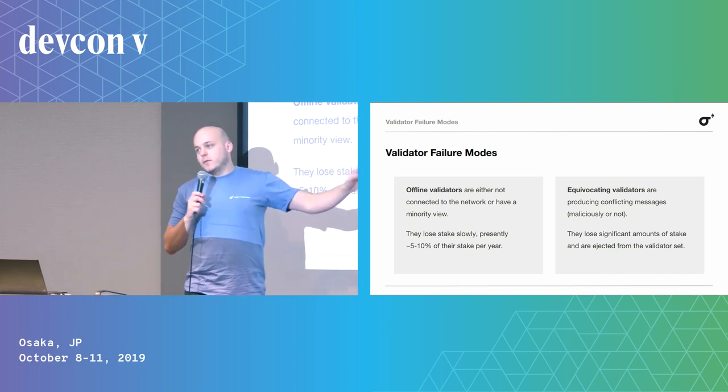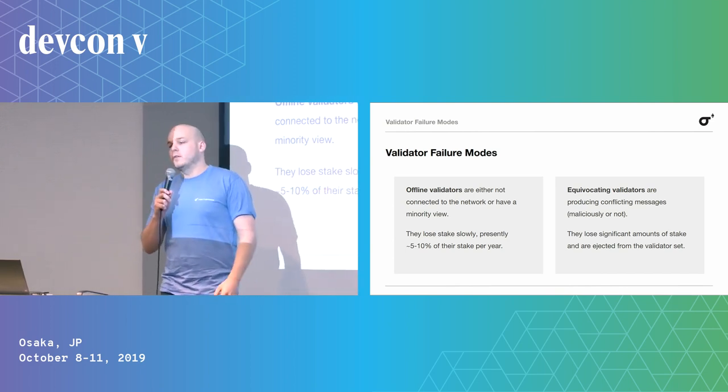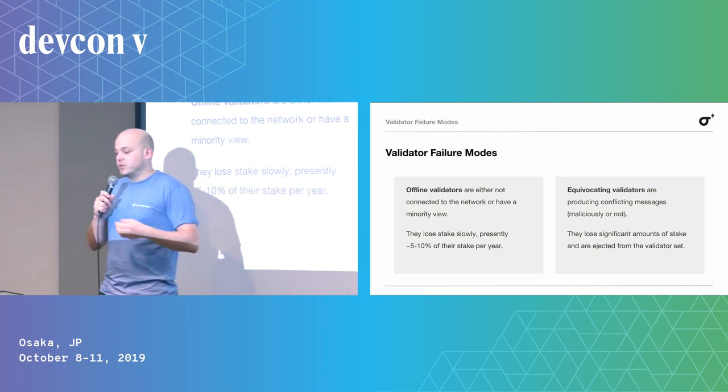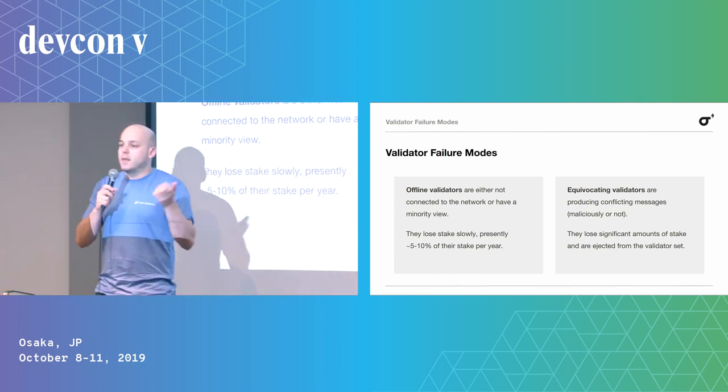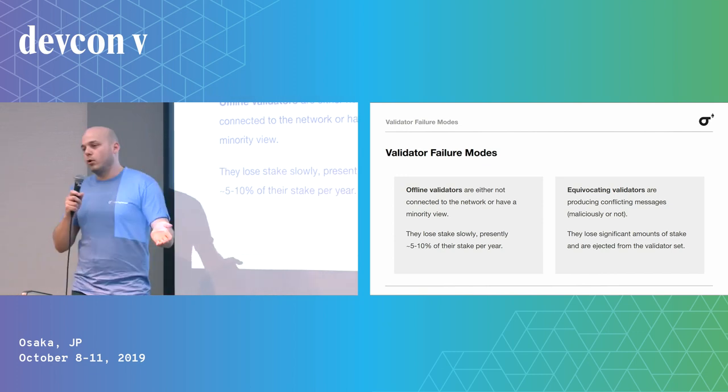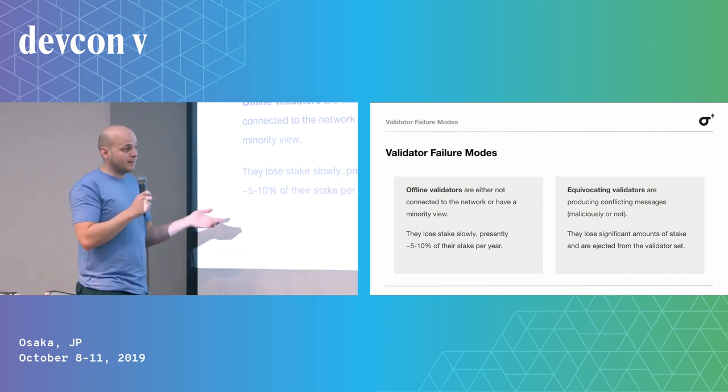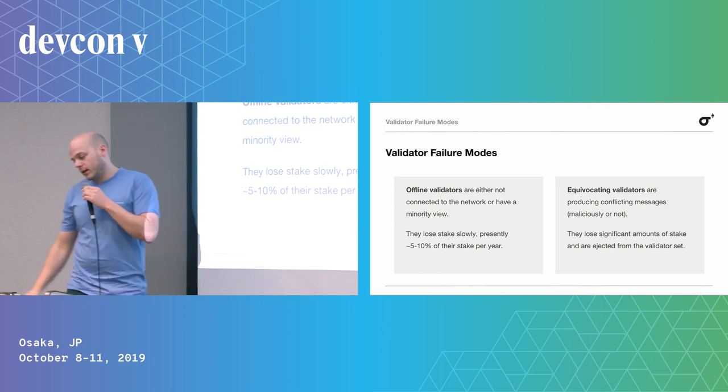On the other hand, we have equivocating validators. These are validators that have produced conflicting messages. The easiest one is two blocks at the same height that are different. That's a double vote. They violated the protocol. They're going to lose a lot of stake quickly. They're going to get slashed, and they're going to get ejected from the validator set.